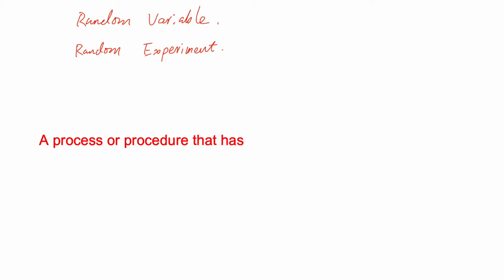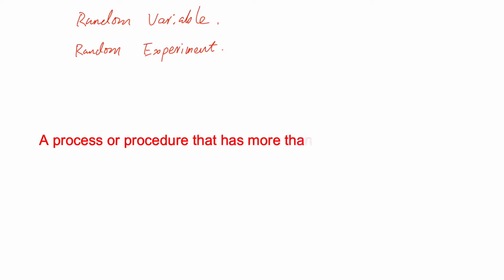In order to fully understand what a random variable is, we need to first introduce another closely related concept, that is random experiment. So what is a random experiment? A random experiment, by definition, is simply a process or procedure that has more than one possible outcomes. That is the definition of a random experiment.